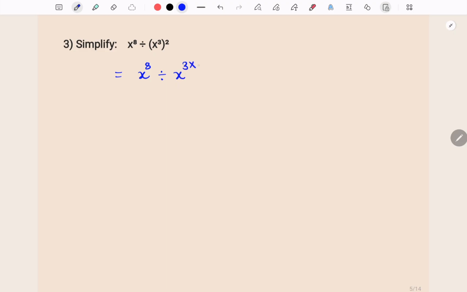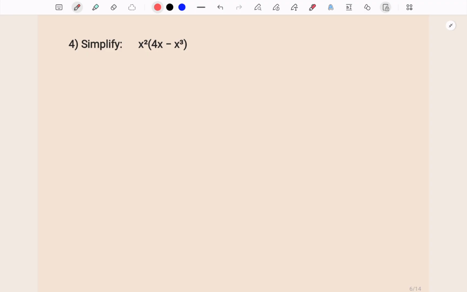That will be 3 multiplied by 2. This gives x raised to the power 8 divided by x raised to the power 6, since 3 times 2 is 6. Now again, look carefully. We have x as the base in both of the terms, and we are performing the operation of division. So I will keep the base and I will subtract the indices or the powers. So 8 minus 6 gives 2. So this is the final answer, x squared or x raised to the power 2.